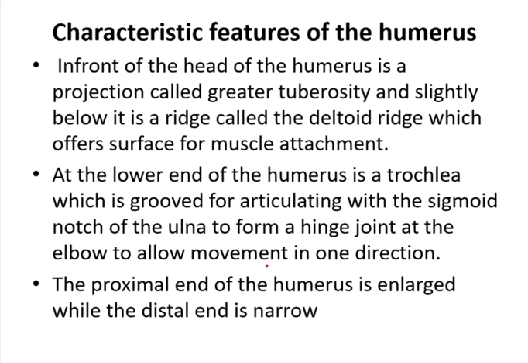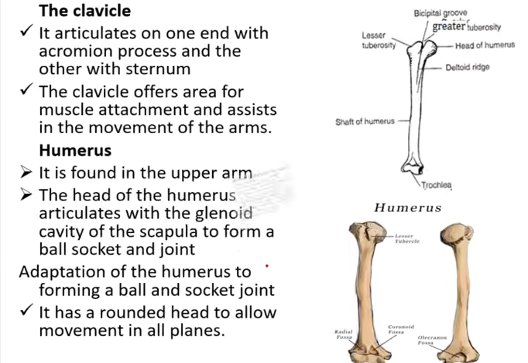Characteristic features of the humerus: in front of the head we have a projection called the greater tuberosity, and slightly below it is a ridge called the lateral ridge, which offers surface for muscle attachment. You can look at it. We have the bicipital groove here. Then the deltoid ridge, as we've said, the ridge here, which allows surface for muscle attachment. Then you have the greater tuberosity here, then the lesser tuberosity on the lower side, and they just provide surface for muscle attachment.